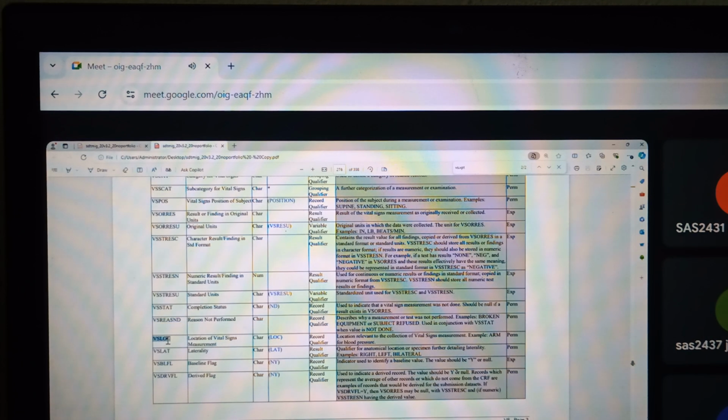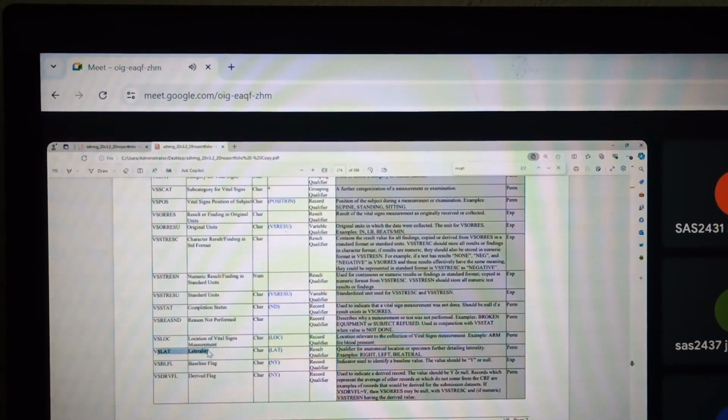VSLOC, the location of the vitals measurements. In which body part they have taken it. For example, the blood pressure is taken on the arm. Laterality is what I said yesterday also: right, left, bilateral. So which is the lateral side.